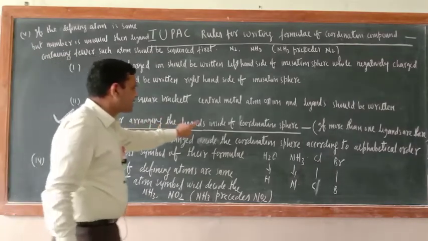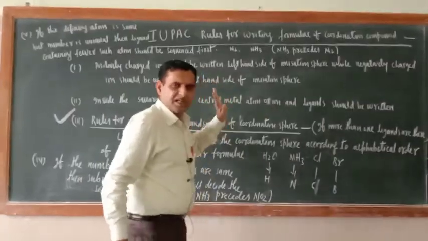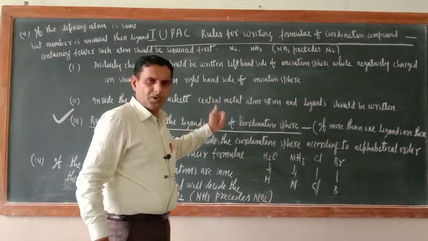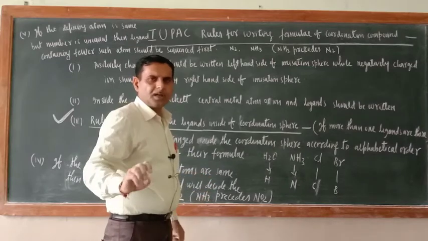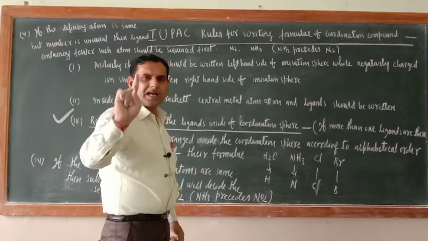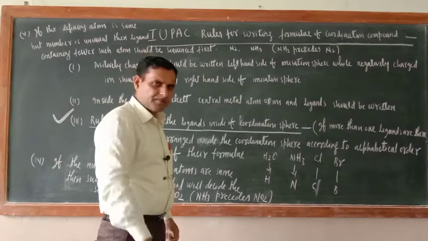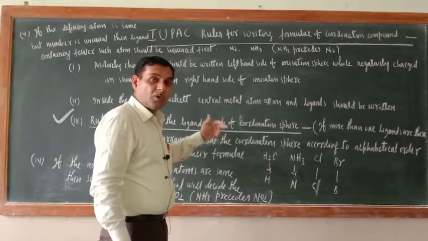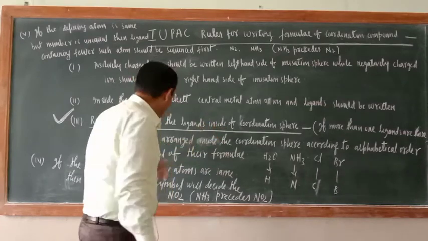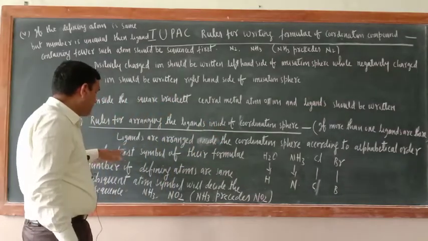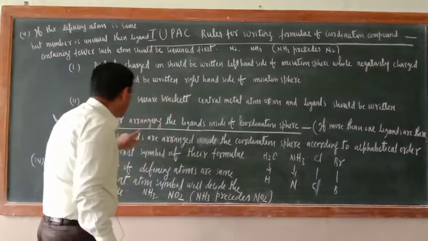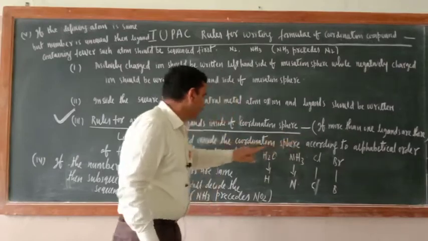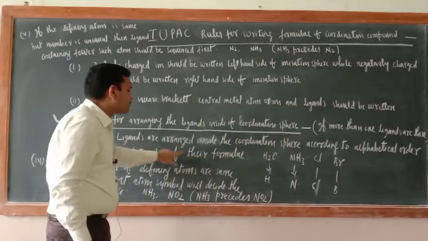Rules for arranging the ligands inside the coordination sphere. This is the only thing different from naming a coordination compound. There, the rule was that ligands should be named as per the alphabetical order of their names. Here, ligands should be arranged inside the square bracket, or coordination sphere, according to the alphabetical order of the first symbol of their formula.